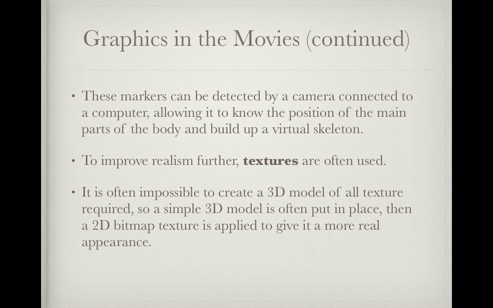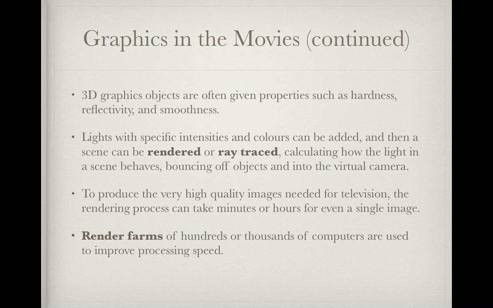To improve realism further, textures are often used. It is often impossible to create a 3D model of all texture required, so a simple 3D model is often put in place, and then a 2D bitmap texture is applied to give it a more real appearance when viewed by the viewer. 3D graphics objects are often given properties such as hardness, reflectivity, and smoothness. Lights with specific intensities and colors can be added, and then a scene can be rendered or ray traced, calculating how the light in the scene behaves, bouncing off objects and into the virtual camera.